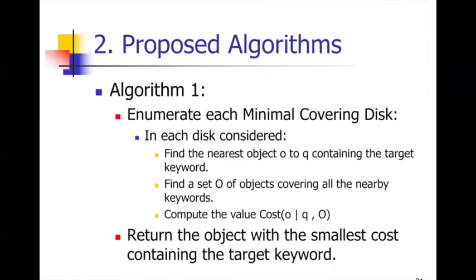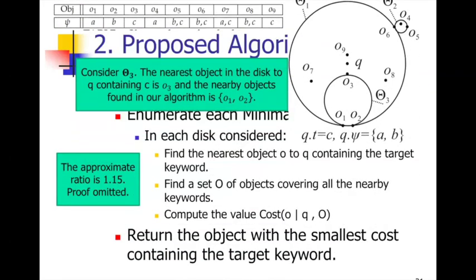Our algorithm 1 enumerates each minimal covering disk, and in each disk considered, it finds the nearest object small o to Q containing the target keyword, and finds a set big O of objects covering all the nearby keywords. And it computes the cost of small o given Q and big O. In this example, consider theta 3. The nearest object in the disk to Q containing the target keyword C is O3. And the nearby objects found by our algorithm are O1 and O2. Finally, the algorithm returns the object with the smallest estimated cost containing the target keyword. And the approximation ratio is 1.15.